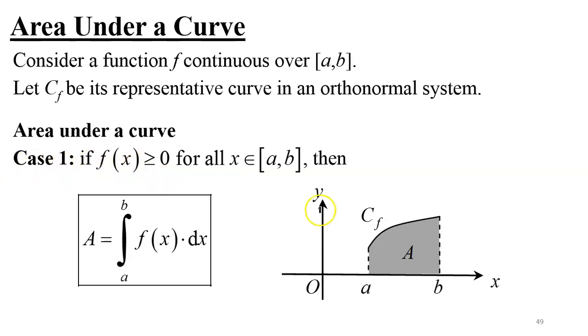So in this case 1, we have f of x to be positive. You can actually see here in black the curve corresponding to the function f that is continuous over the interval ab. So f of x being positive over the interval ab, then the integral from a to b of f of x dx is in fact positive. And the area under the curve, as you can see here shaded in gray, is equal to that integral. So when f of x is positive, the area under the curve is defined by the integral from a to b of f of x dx.